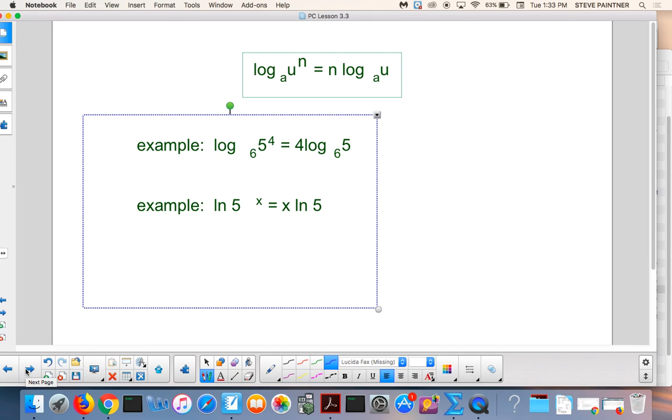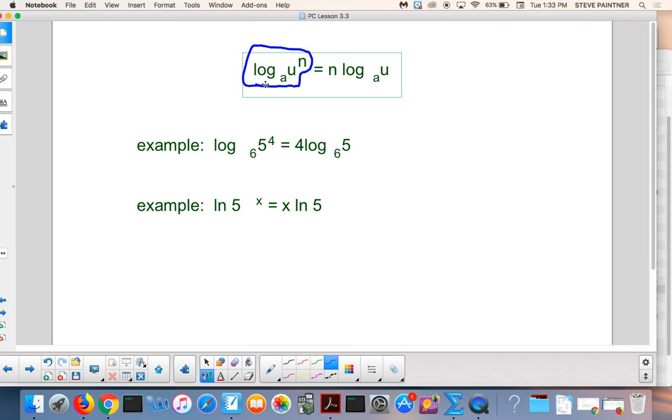Here's another property that comes in super handy when you're solving log equations, exponential equations. It basically says this: if you're taking the log of any number raised to a power, where can the power go? Right in front, exactly. That's where it can go. Okay.